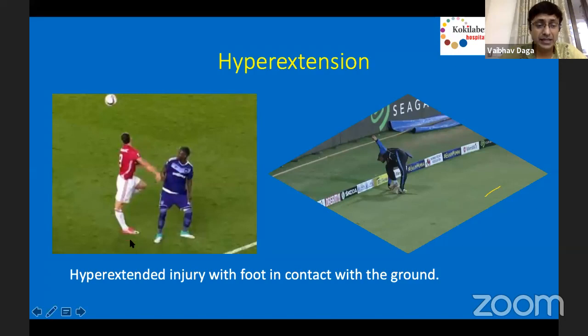and this was a hyperextension kind of mechanism, a hyperextension injury with the foot in contact with the ground. See, it's always the foot in contact with the ground, and the hyperextension happens at the knee, and that's when the ACL is the most vulnerable and it would get injured.